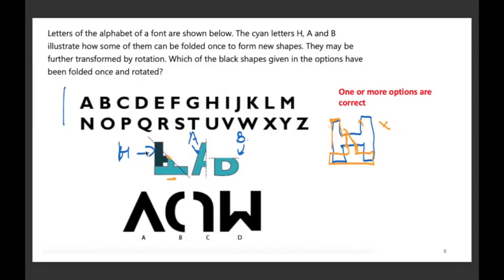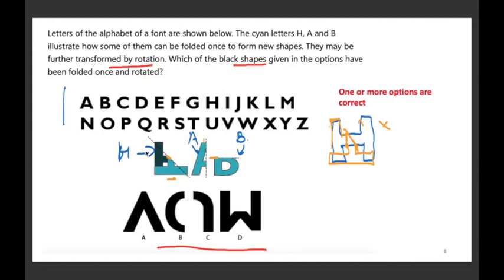A is folded straight along the vertical axis, and B is folded along the horizontal axis. They can be folded like this, and in some cases rotation can also be performed. Which of the black shapes given in the options have been folded once and rotated? Which of these options have been folded once and are rotated?